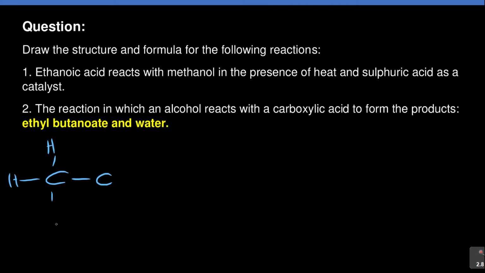That's ethanoic acid, which comes from ethane as the primary. The primary, remember, is 2 carbons. So ethanoic acid, meaning ethane, means 2 carbons. Ethanoic acid plus, what do you have? Plus methanol.